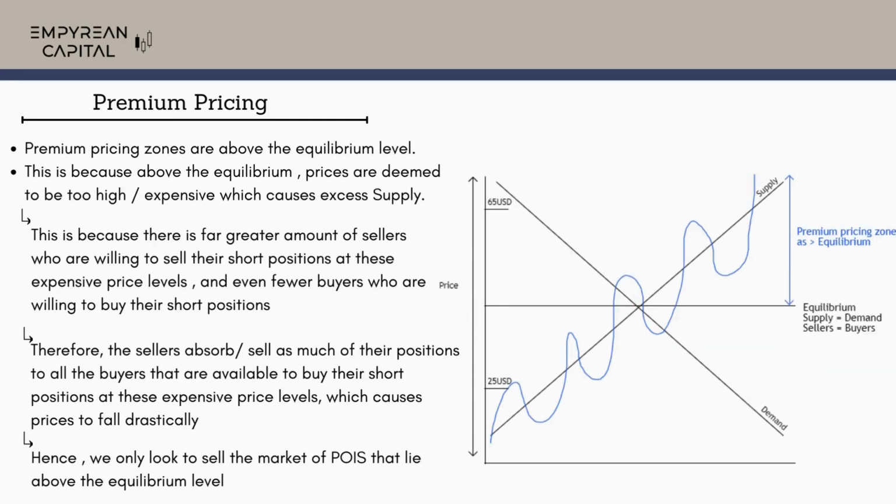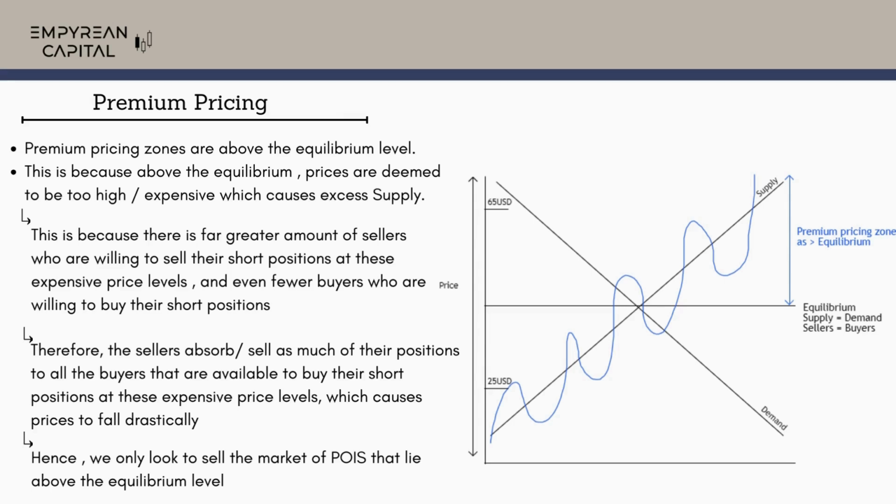Now, what exactly is premium pricing? Premium pricing is the opposite concept. Premium pricing zones are above the equilibrium price level, which is our fair value price level. This is because above the equilibrium, prices are deemed to be too high or too expensive, which causes excess supply. There's a far greater amount of sellers who are willing to sell their short positions at these higher price levels, and even fewer buyers who are willing to buy.